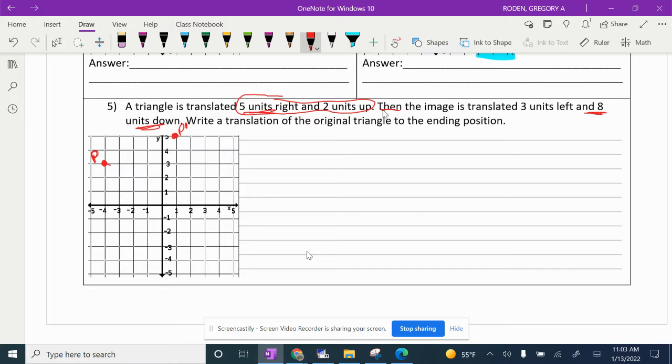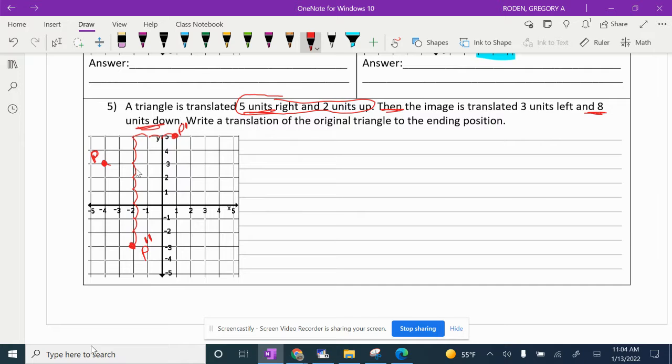Now we're not done, because then it says the image is translated 3 left and 8 down. So now we're going to take P prime and move it 3 to the left: 1, 2, 3. And we're going to move it 8 down: 1, 2, 3, 4, 5, 6, 7, 8. Now, that's not P prime anymore. We did it twice. So what do you think we should do? How about P double prime? Let's put 2 little prime symbols. You guys understand that?